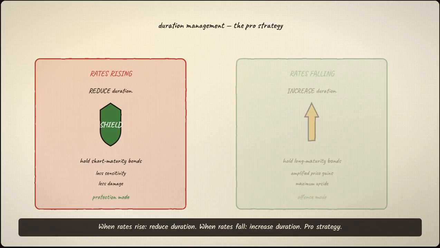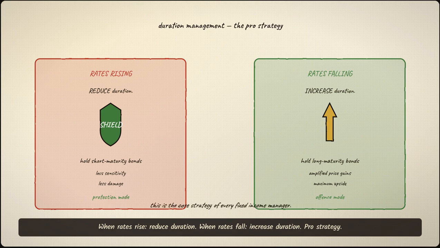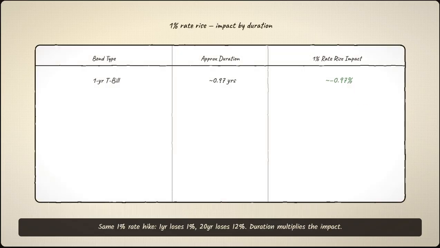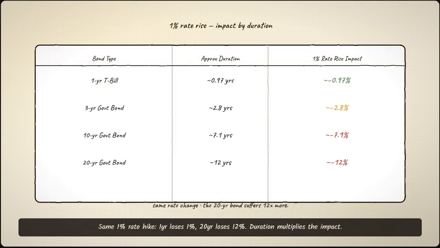Now you understand why bond fund managers obsess over duration. When rates are expected to rise, reduce the duration. Hold shorter maturity bonds, less price sensitivity, less damage. When rates are expected to fall, increase the duration. Hold longer maturity bonds. So when rates fall, prices rise and higher duration bonds rise the most. Maximum gain. This is called duration management, and it is the core strategy of every professional fixed income portfolio manager in the world.